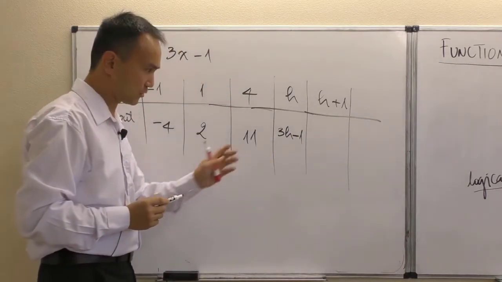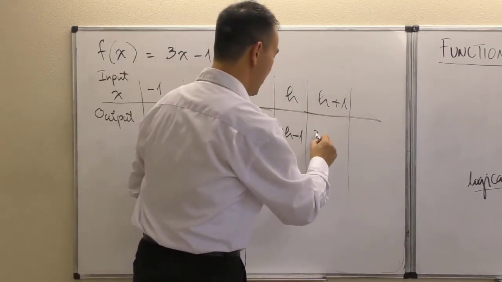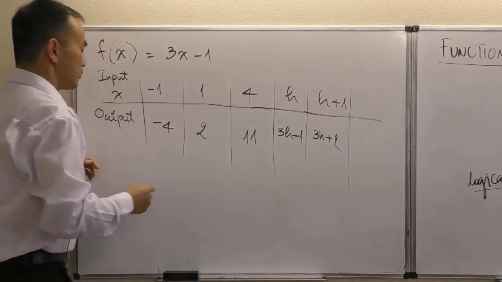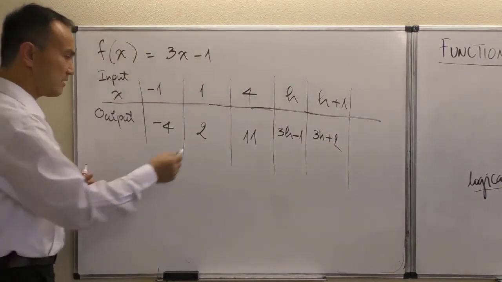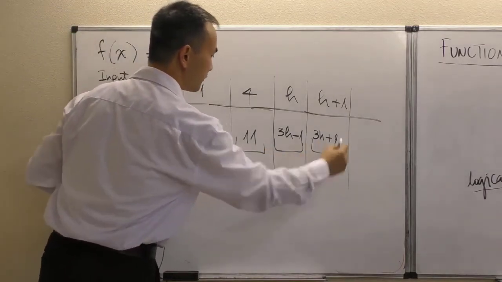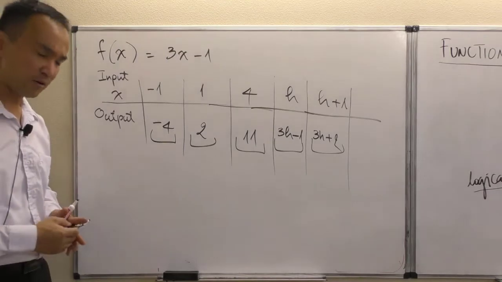Okay, and when it's h plus 1, we came down to 3h plus 2. Okay, so these are all the outputs. So now the idea is that any of these different outputs, they switch values. They switch values, don't they?